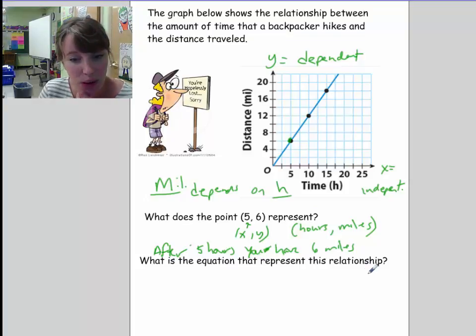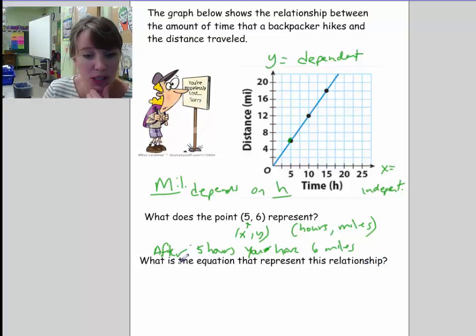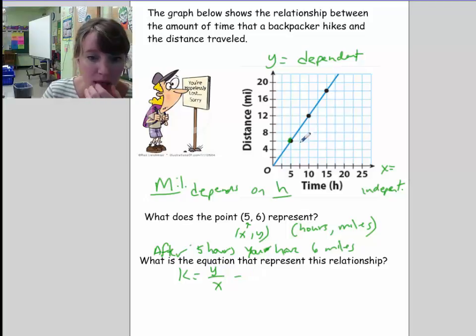What is the equation that represents this relationship? Remember, in order to get that equation, first let's get the constant of proportionality. That's the y point over the x point. Okay, so here we have 5 over 6. Nope, I'm sorry. I made the common mistake of putting the x over y. This point is 5, 6. That means it has a 6 as a y coordinate and 5 as an x coordinate.